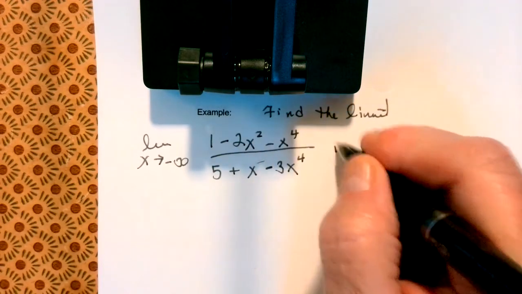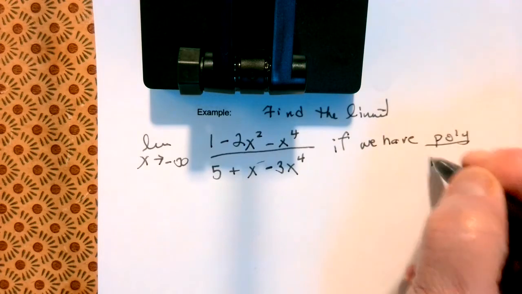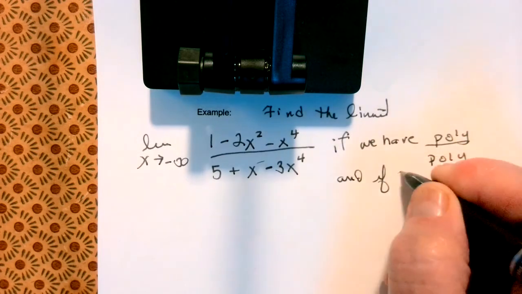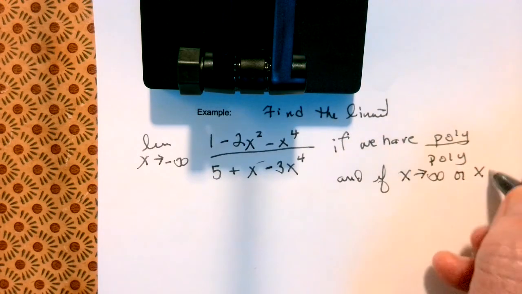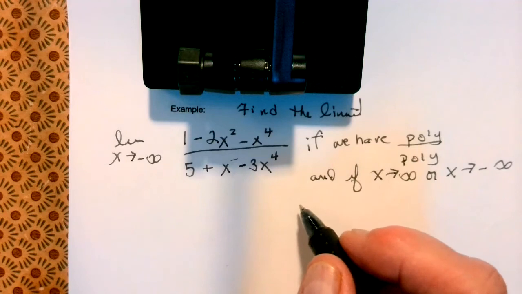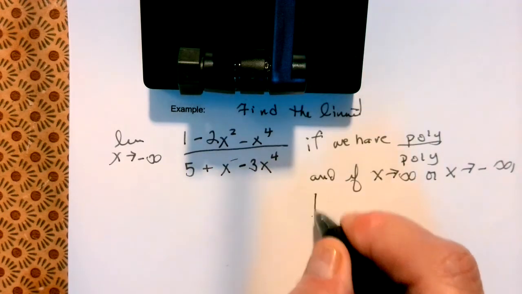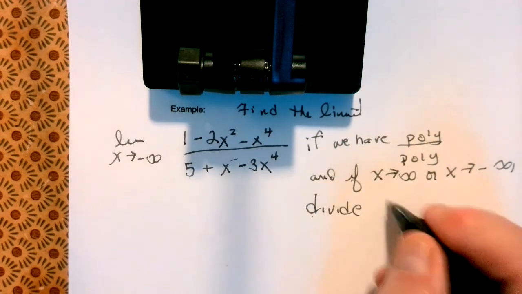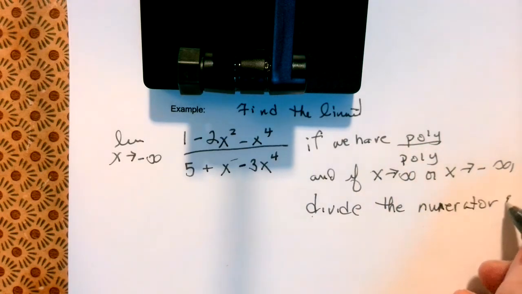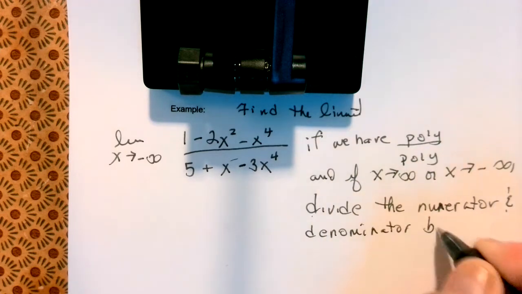So what we do, if we have a polynomial in the numerator and a polynomial in the denominator, and x is going to infinity or x is going to negative infinity, now be careful because you don't want to do this if x is going to like 2 or 3 or something. Only if x is going to infinity or negative infinity. What we want to do is divide the numerator and denominator by the highest power of x.